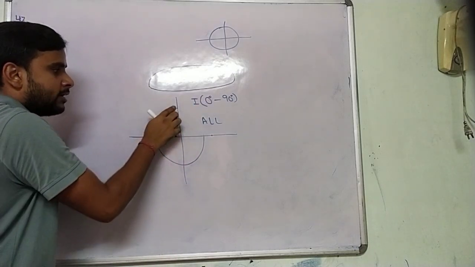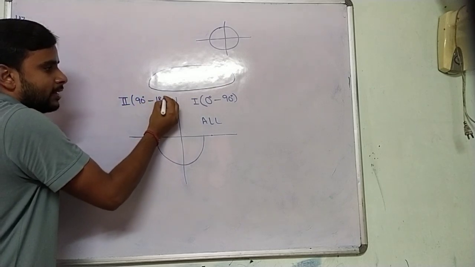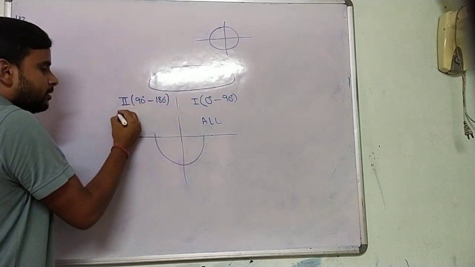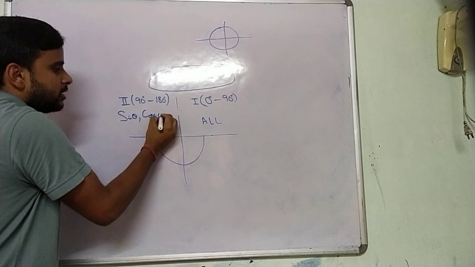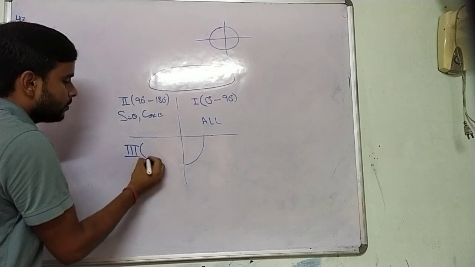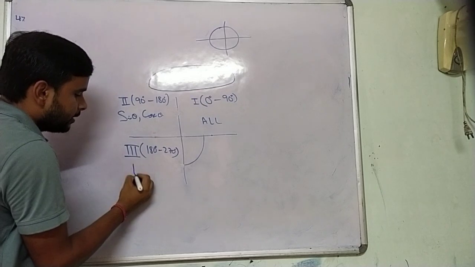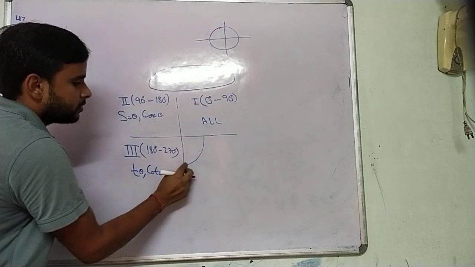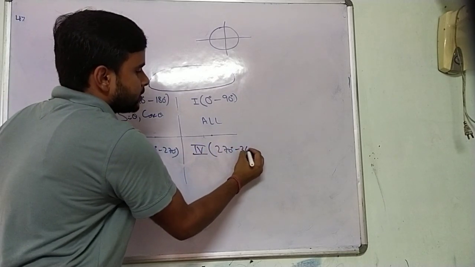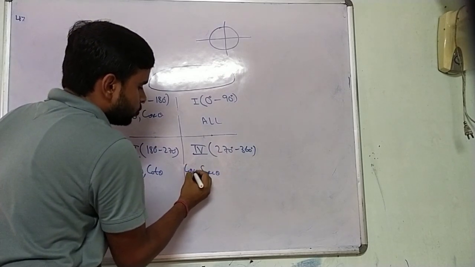So the range of the second quadrant is 90 to 180, that is, this is 0 to 90, 90 to 180. In second quadrant, sine and cosec function, these two functions are positive. Third quadrant, the range is 180 to 270. And in this quadrant, tan function and cot functions are positive. In the fourth quadrant, the range is 270 to 360. And in this quadrant, sec function and cos function, these two functions are positive.